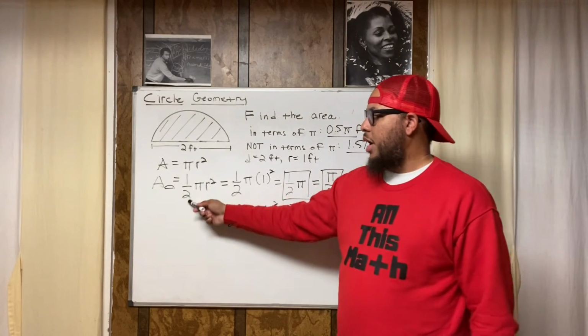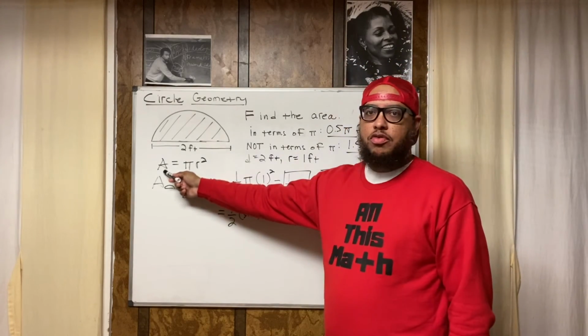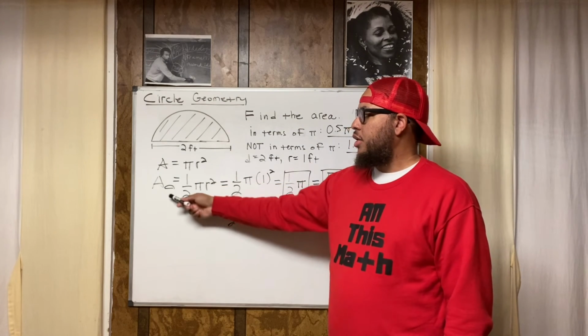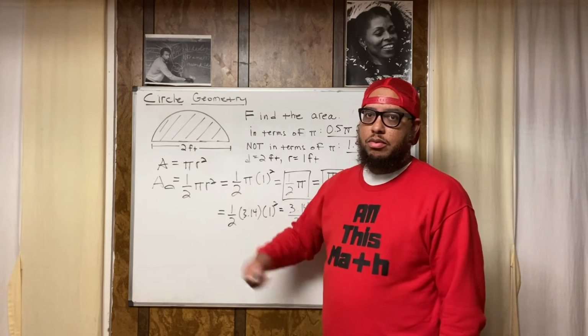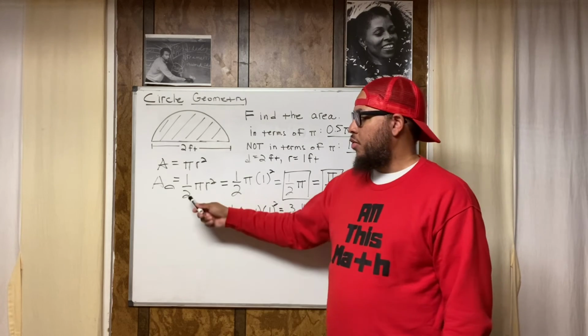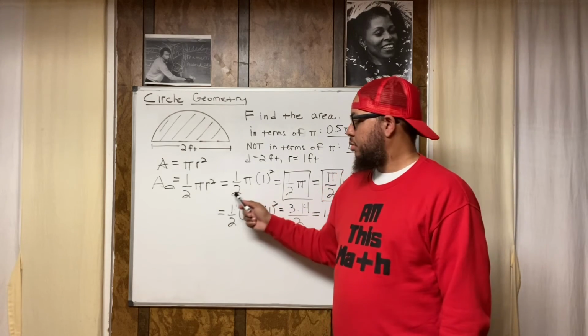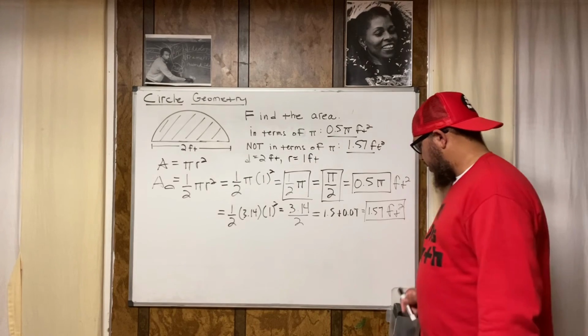So this is how it differed, right? Normal formula for the area of a circle, pi r squared. Formula for the area of a semicircle, remember the prefix semi means 1/2. We're multiplying 1/2 by pi r squared. All right, so that's pretty much it.